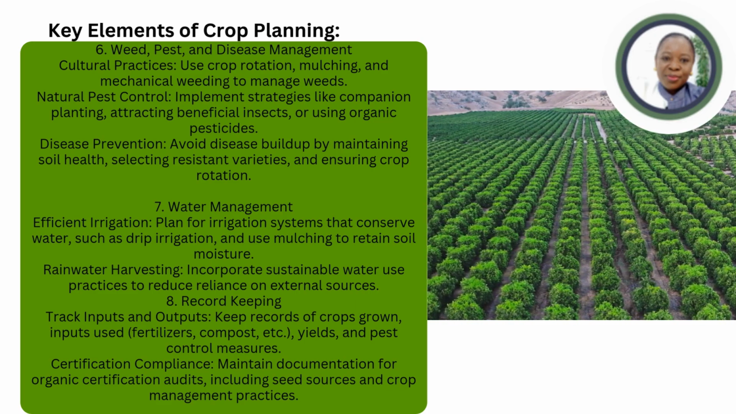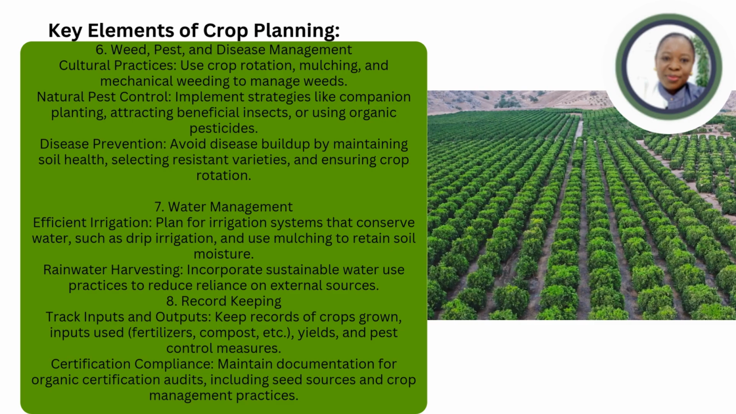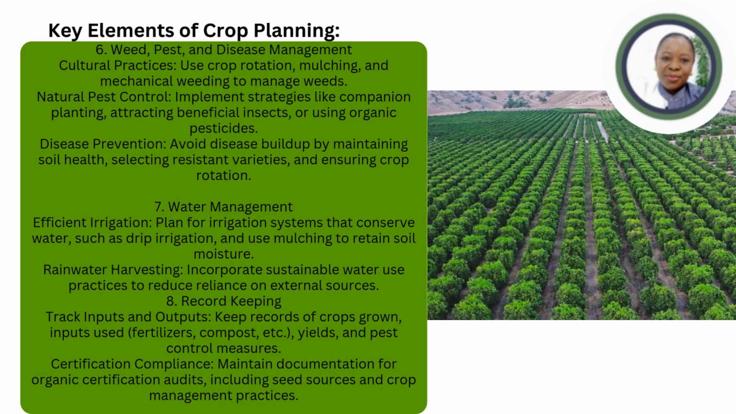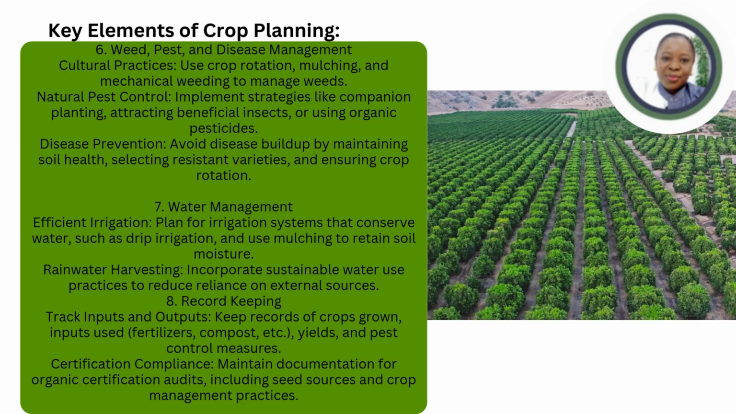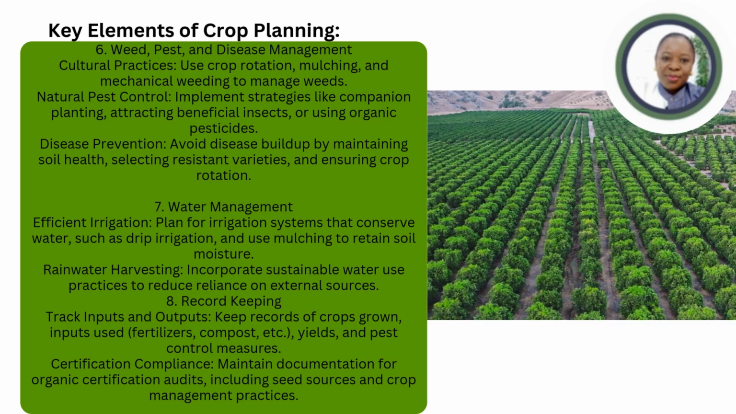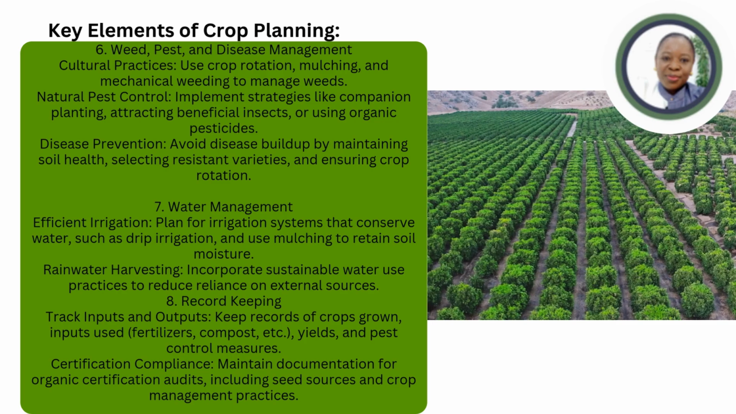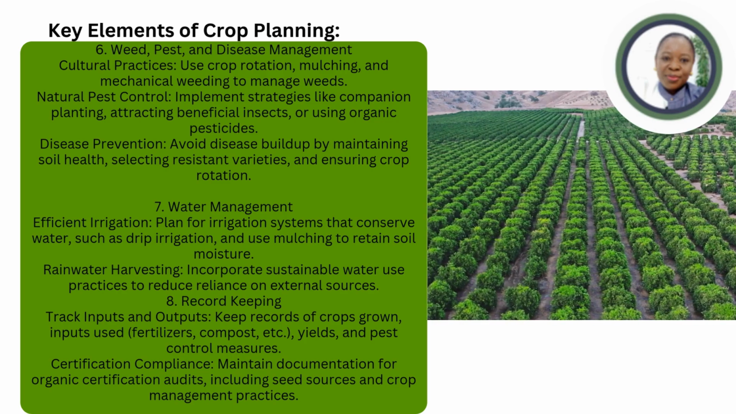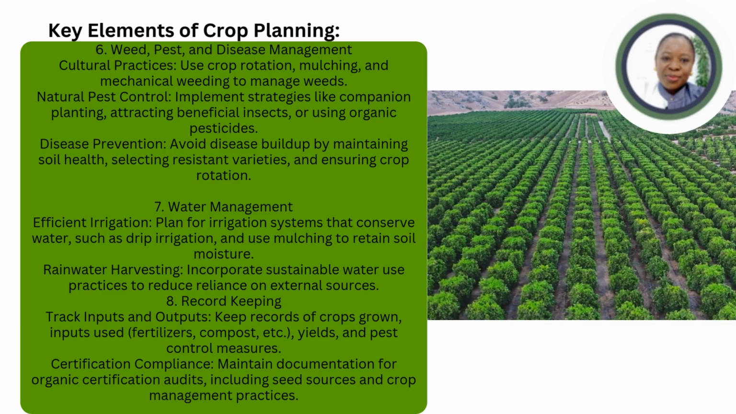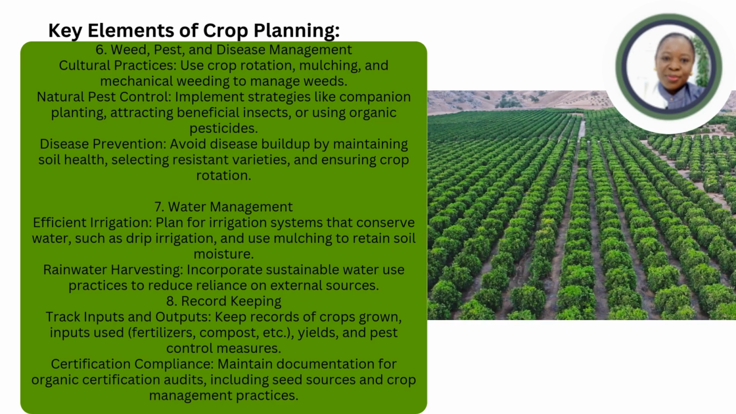Cultural practices. Use crop rotation, mulching and mechanical weeding to manage weeds. Natural pest control. Implement strategies like companion planting, attracting beneficial insects, or using organic pesticides. Disease prevention. Avoid disease buildup by maintaining soil health, selecting resistant varieties, and ensuring crop rotation. These can be achieved by planning your crop planting.